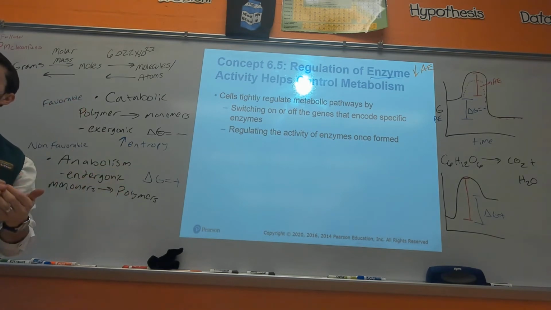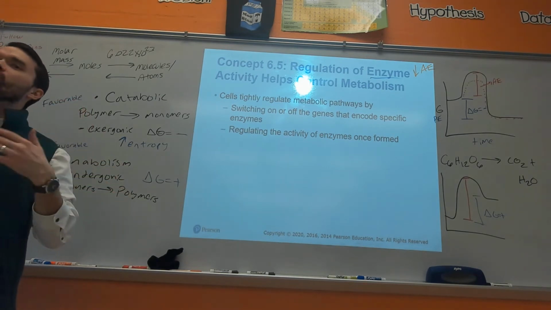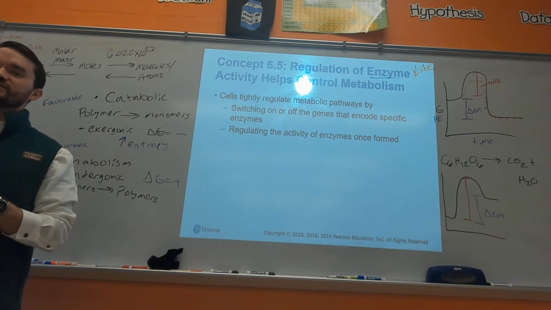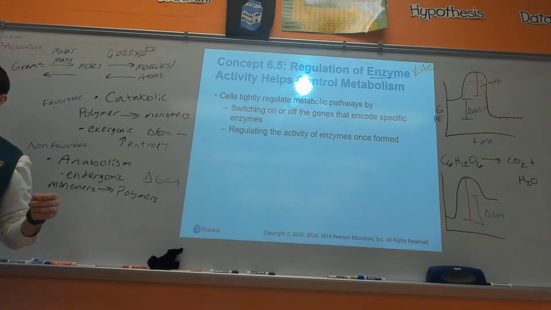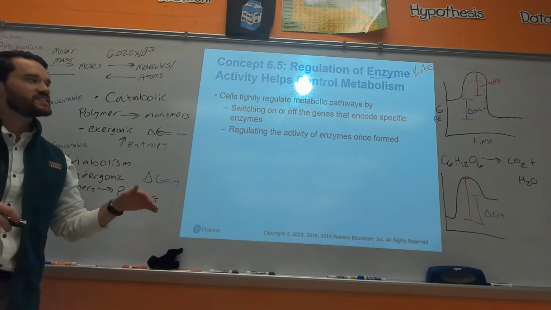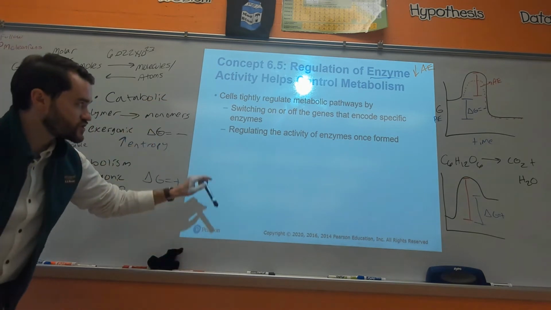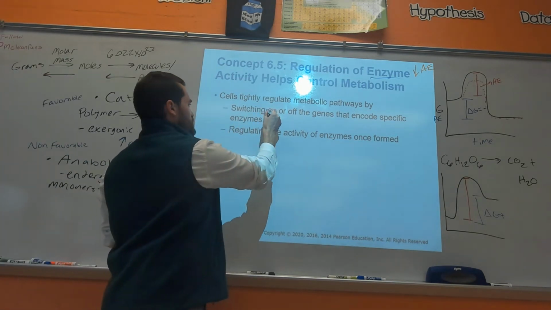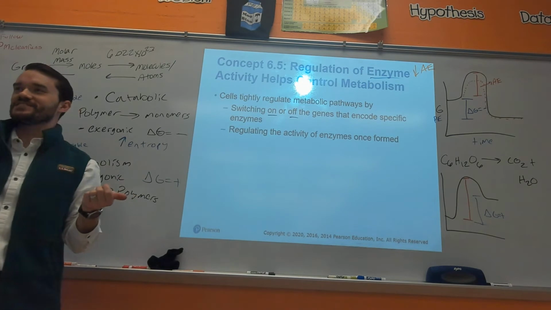Now then, enzymes help us speed up these chemical reactions. We want reactions to be turned on and turned off. How do we regulate these enzymes so you're not just all gas, no brakes, with your chemical reactions? Well, there's two main ways you can do it. One is you just turn on or you turn off the genes.